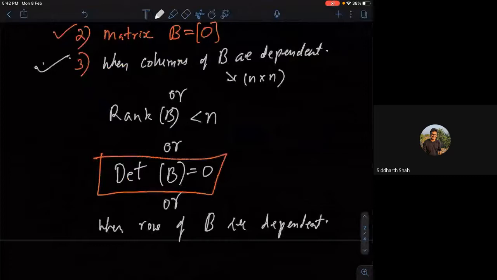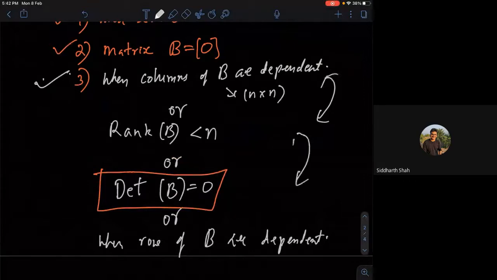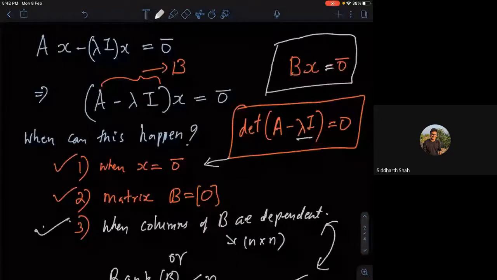So I was telling that the columns of B are dependent means this is equivalent to saying the rank of B is less than n. This is equivalent to saying that the determinant of B is 0. This is also equivalent to saying that the rows of B are dependent. These are all equivalent notions. And the most important factor is we are going to use the fact that the determinant of B is 0. And the determinant of B being 0 means the determinant of A minus lambda I is equal to 0.